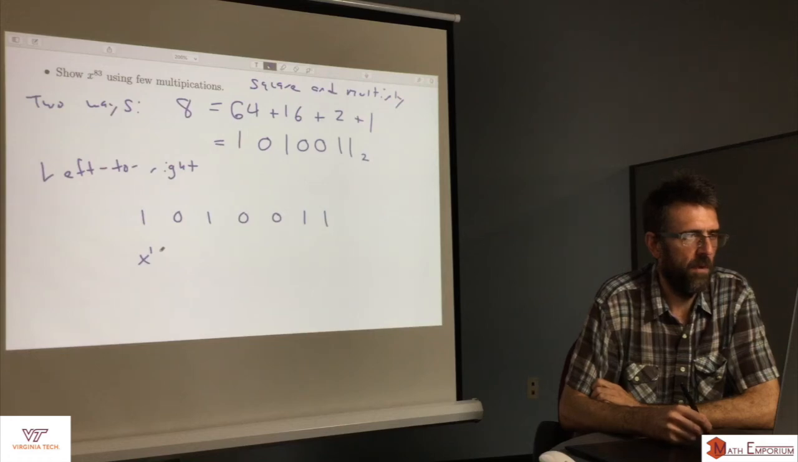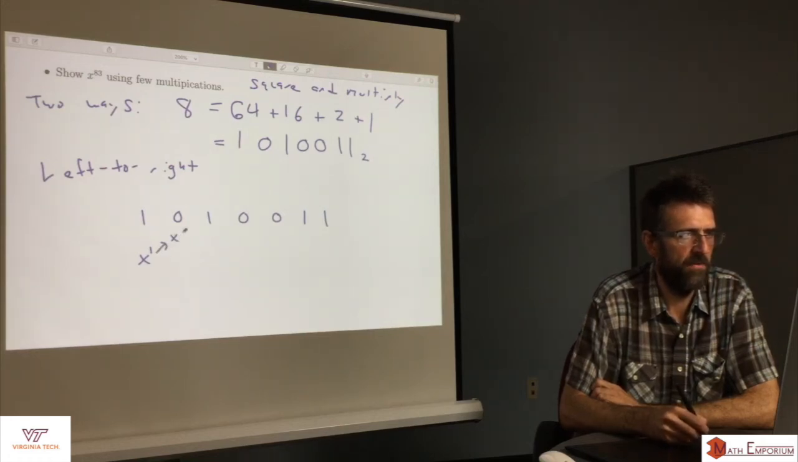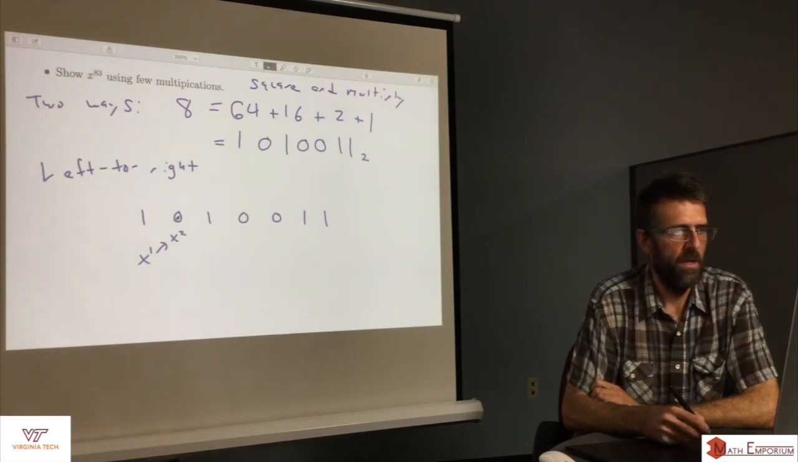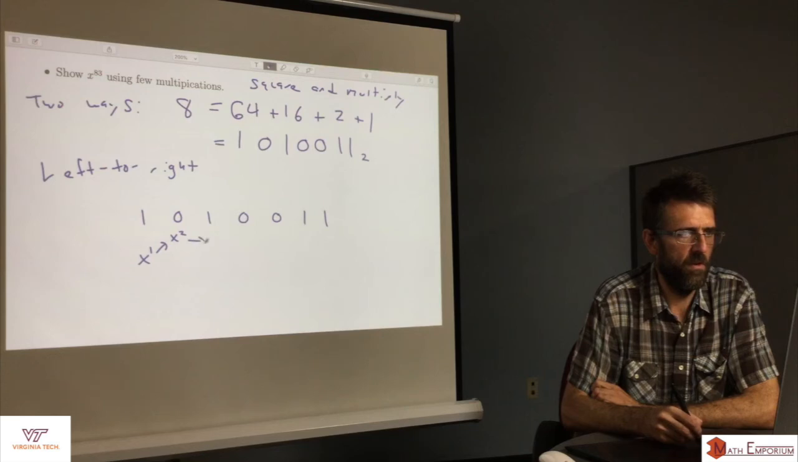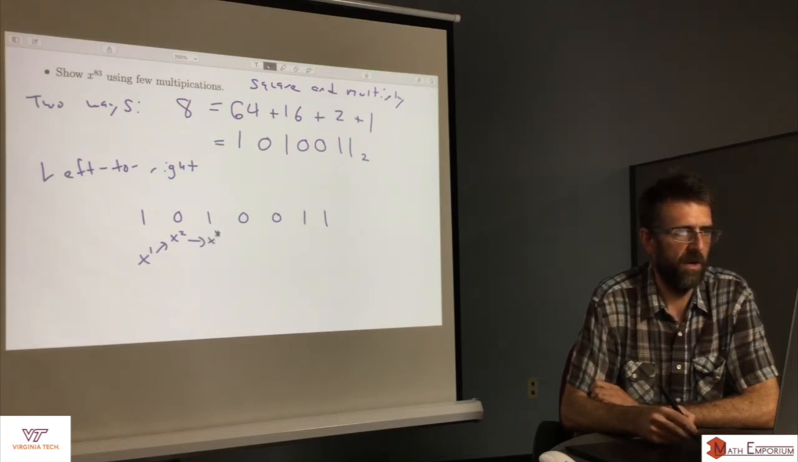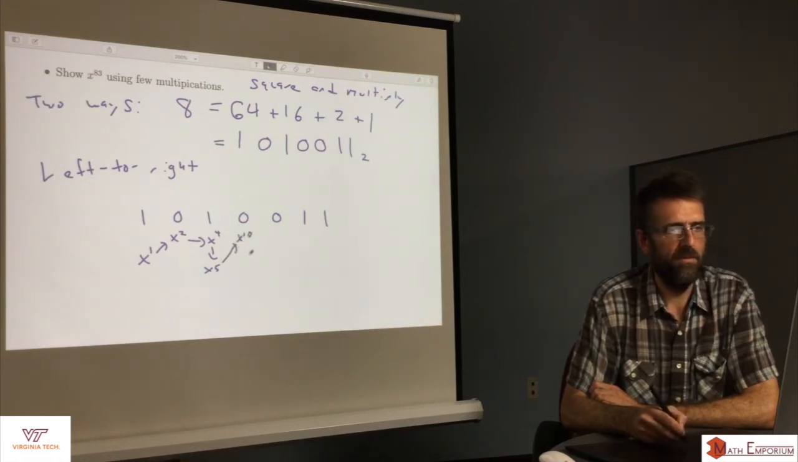So what I'm going to do then is shift right. Every time I shift right, I'm going to square, so I get x squared. And then if I see a 1, I'm going to multiply by another x. So I don't see a 1 there. Just square to get to the next column. Here I see a 1, so I am going to multiply by x. So I get x to the 5th. Shift right and square.